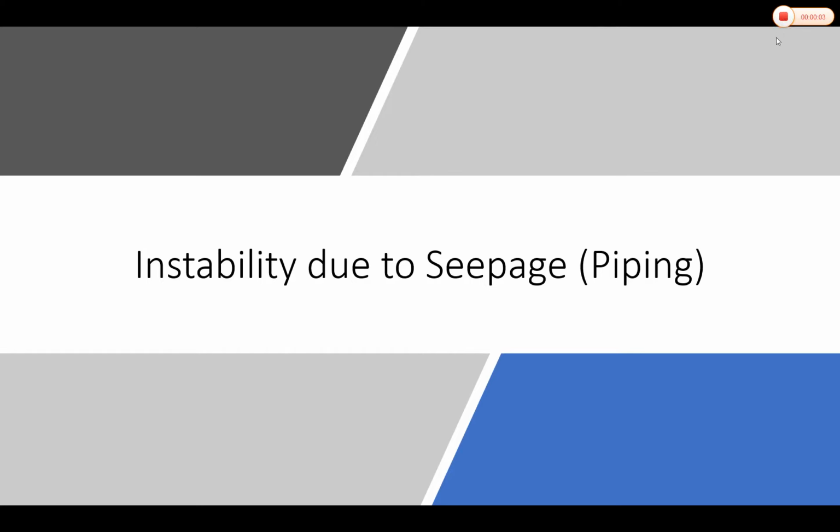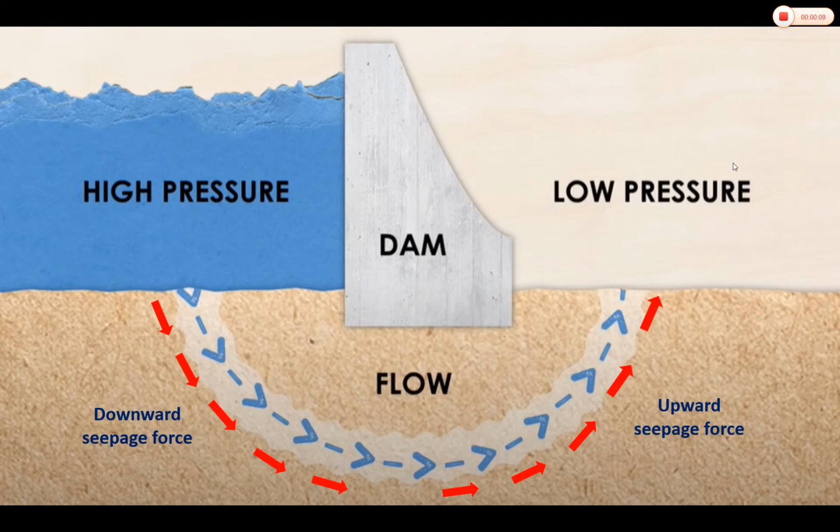Okay, for the instability due to seepage, the common problem is piping. So what is piping? This is the diagram to show you what piping is.